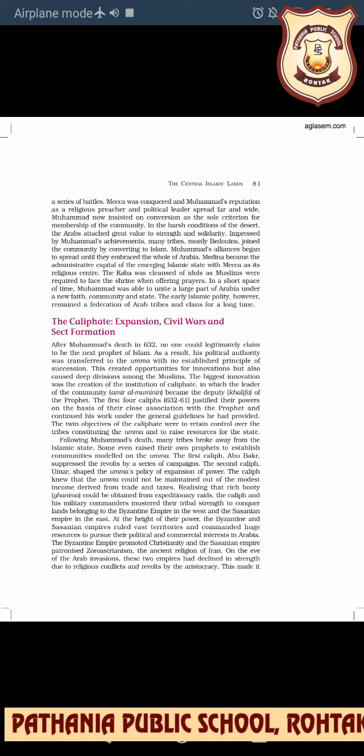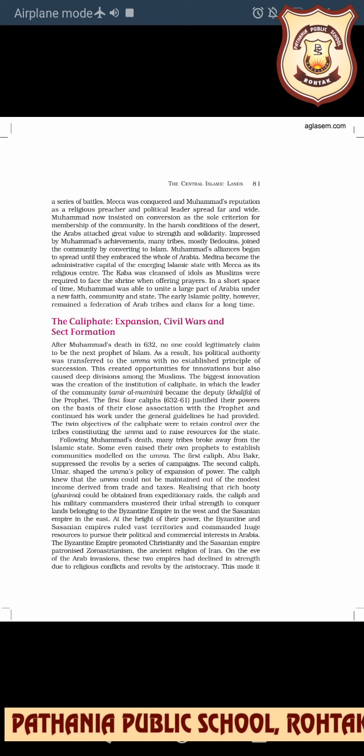After Muhammad's death in 632, no one could claim to be the next prophet of Islam. Means there was not any clear successor. As a result, his political authority was transferred to the Ummah with no established principle of succession. Beta, this Ummah means whosoever were the followers of Islam.